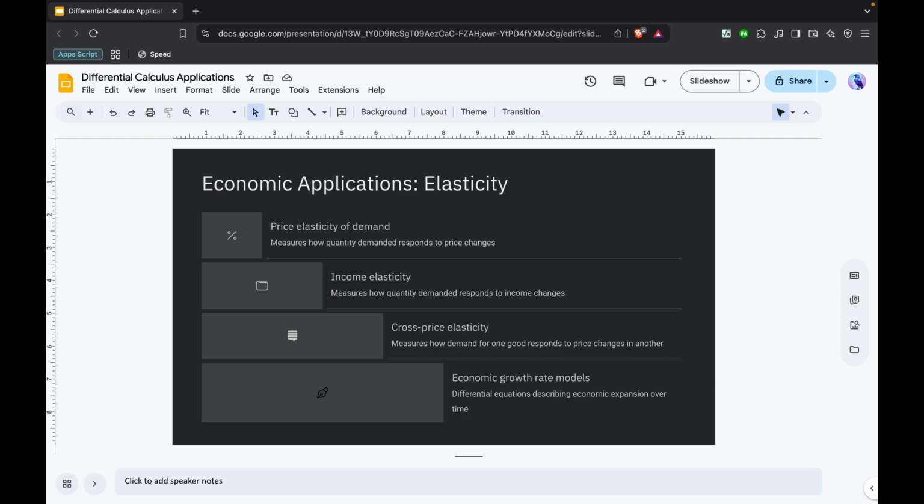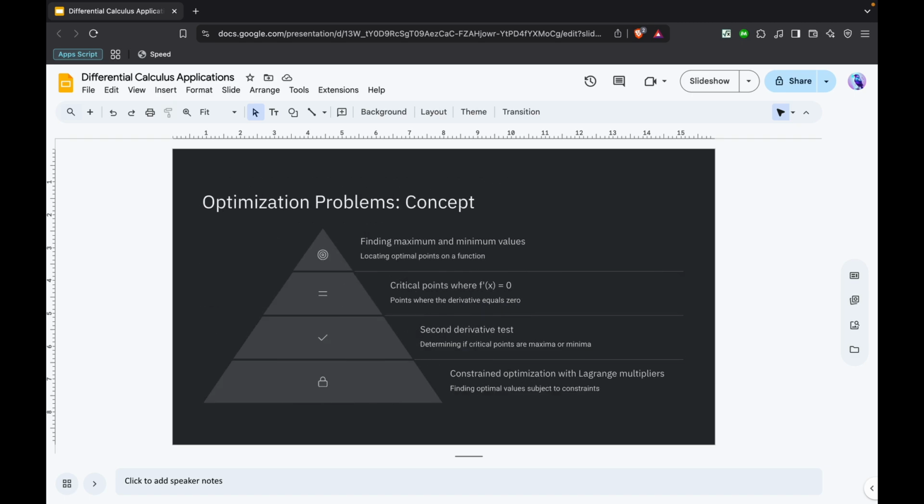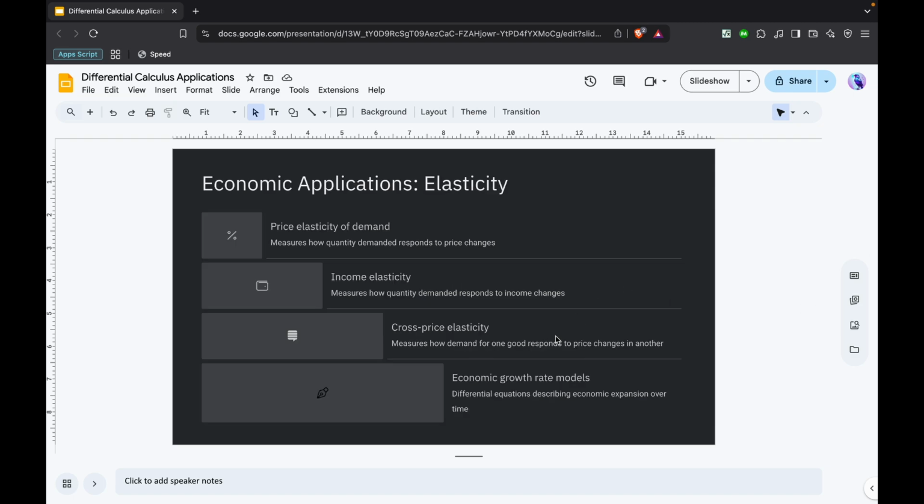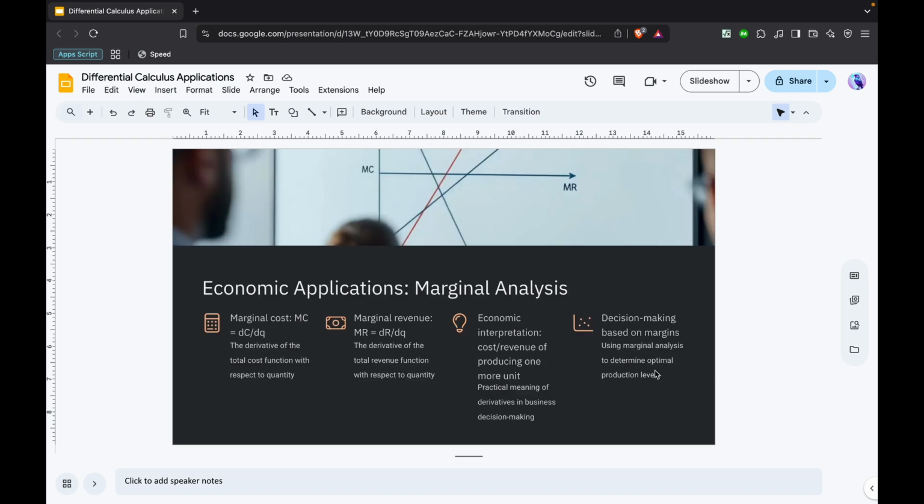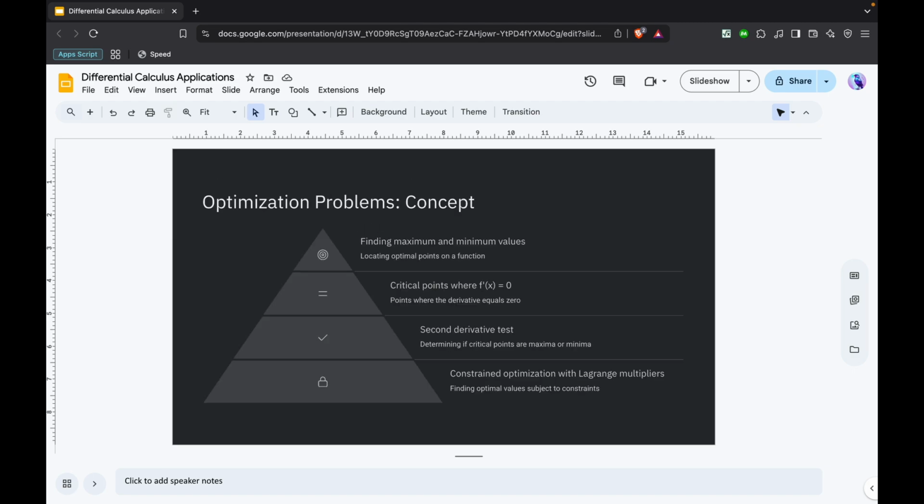Now, the growth rate models again use differential equations. As I said earlier, these differential equations are pretty much always used for modeling things. Now, optimization problems is more of a pure math concept and less of an applied math concept, but is actually quite used in stuff like these elasticity growth rate models, decision making based on margin, and economic integration to determine how much production and cost they should put it at for maximum revenue and profit.